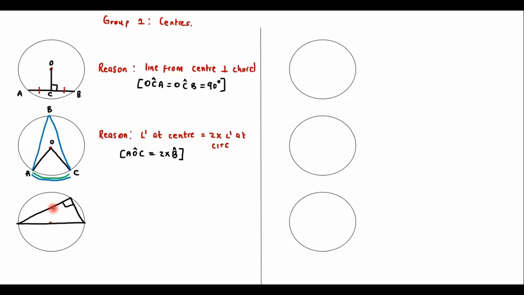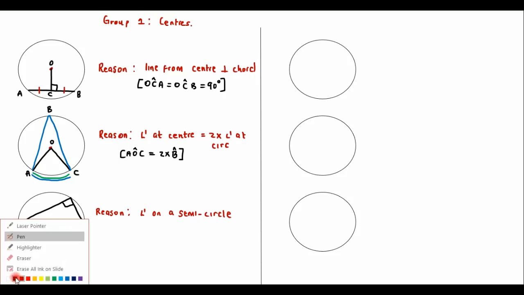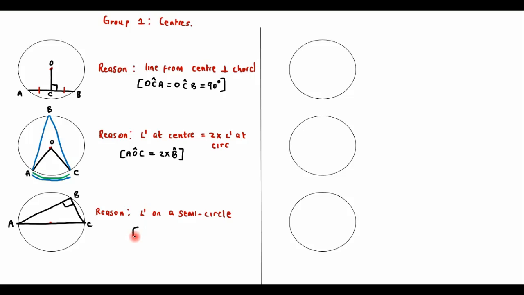So what does this mean? It means an angle subtended by a diameter is equal to 90. So what is going to be the reason for this? The reason for this will be angle on a semicircle. All right, so now according to the actual angles, what does this mean? It means if I have angle ABC, then angle B is going to be equal to 90.